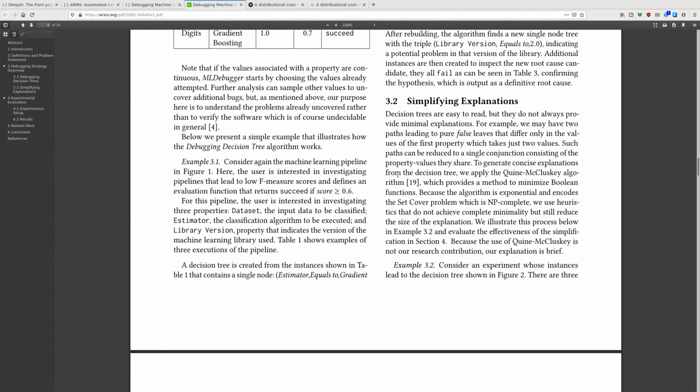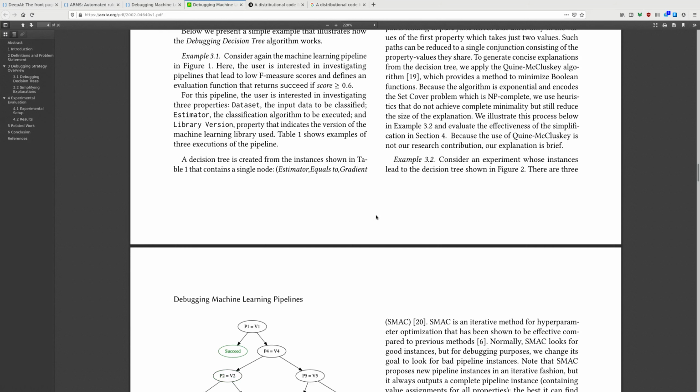Simplifying explanations. Decision trees are easy to read, but they do not always provide minimal explanations. For example, we may have two paths leading to pure false leaves that differ only in the values of the first property, which takes just two values. Such paths can be reduced to a single conjunction consisting of the property values they share. To generate concise explanations from the decision tree, we apply the Quine-McCluskey algorithm, which provides a method to minimize Boolean functions. Because the algorithm is exponential and encodes a set cover problem, which is NP-complete, we use heuristics that do not achieve complete minimality but still reduce the size of the explanation. We illustrate this process below in example 3.2 and evaluate the effectiveness of simplification in section 4.